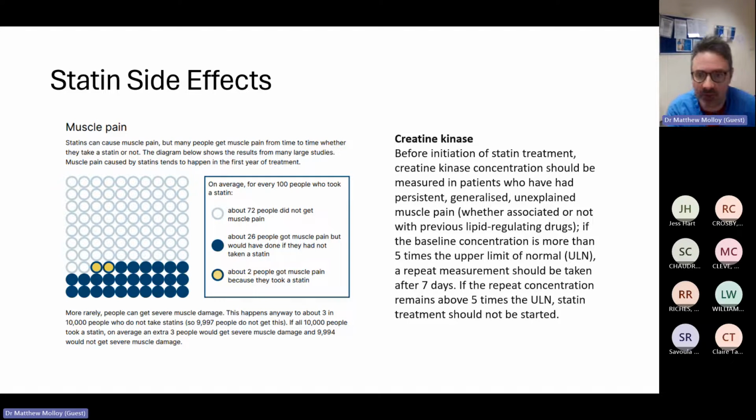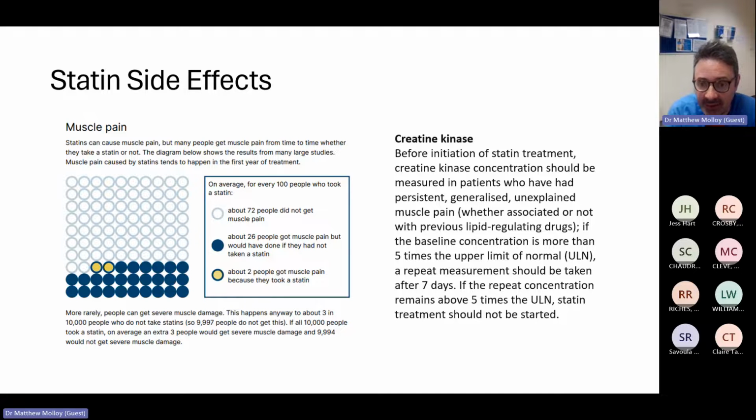So there are some reasons why a patient might have a raised creatine kinase. If they exercise really vigorously, or if they have a job which involves heavy lifting or using the muscles more than the average job.